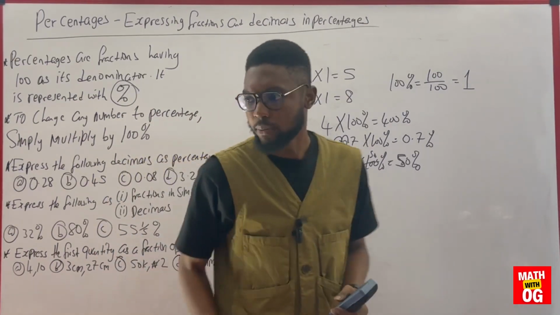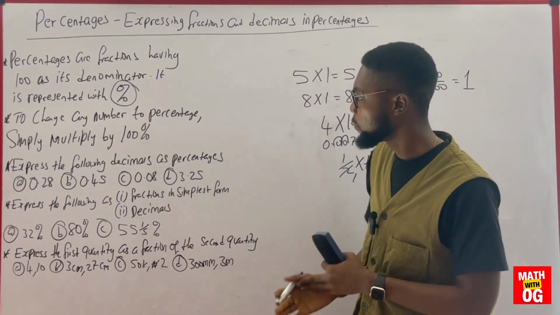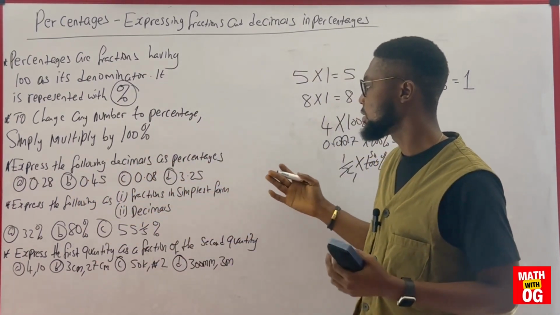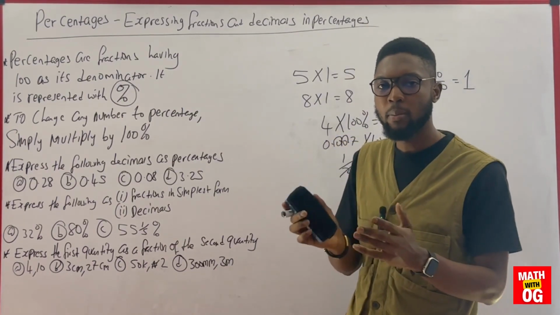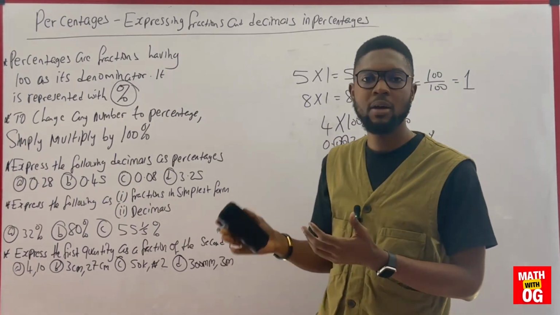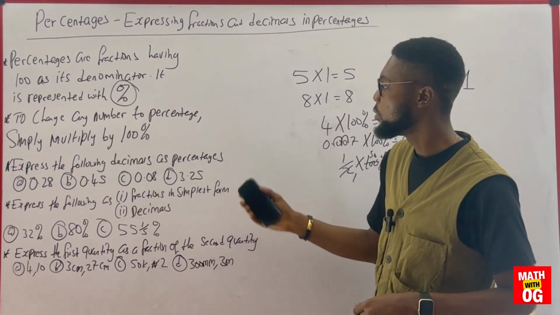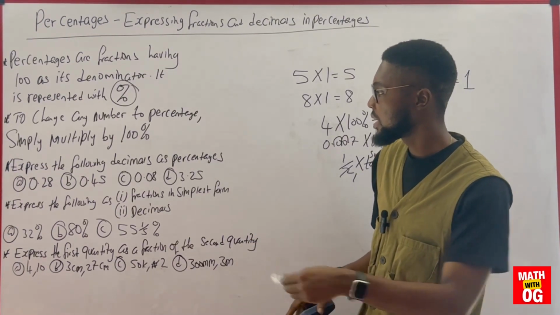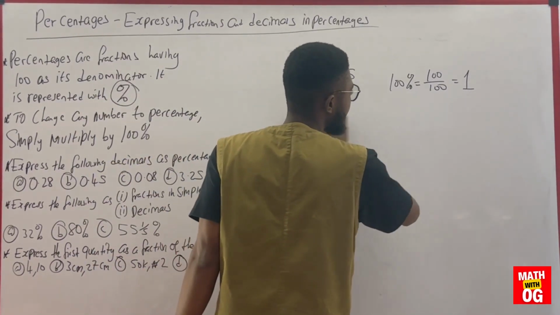Now that we know this, let's answer the following questions. First set of questions: express the following decimals as percentages. I said converting any number at all to percentage, multiply by 100%, be it whole number, decimal, or fractions, as the case may be. Express the following decimals as percentages, starting with 0.28. I believe I can wipe this part.